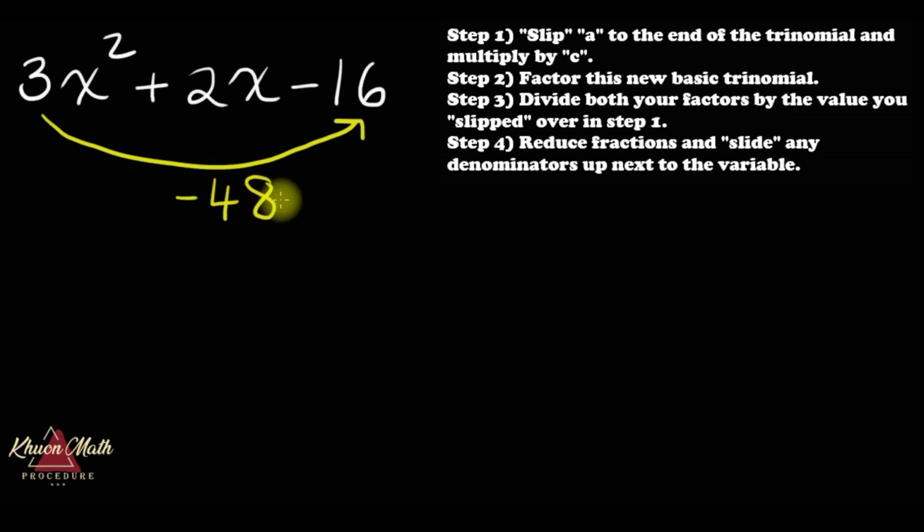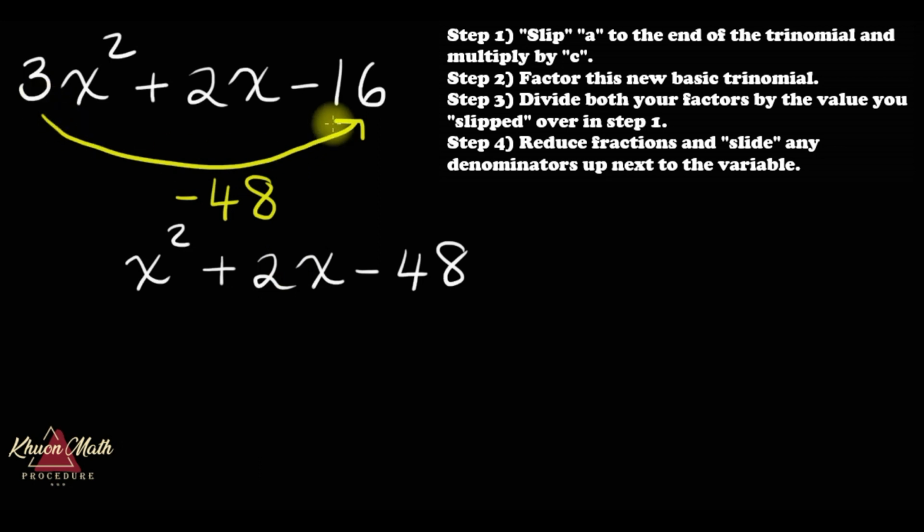Actually, after we multiply, we have to write out the new trinomial. So after you take the 3 over and multiply that by negative 16, you get a new trinomial, and that new trinomial is x squared plus 2x, and then minus 48. So you get the negative 48 from 3 times negative 16.